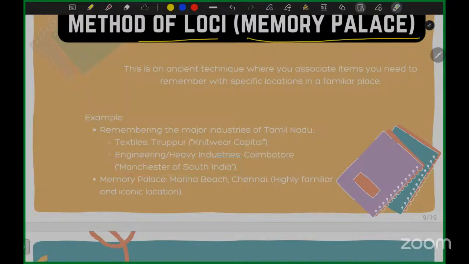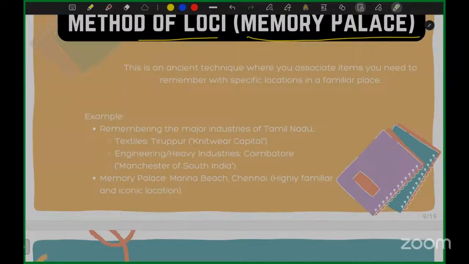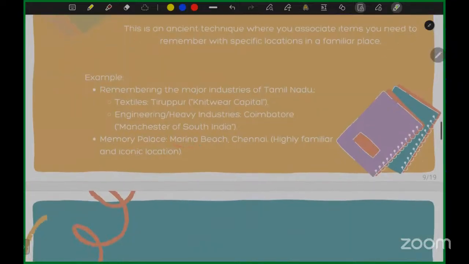Why? Because a lot of imports and exports are carried out in Coimbatore. Like this, we need to train our students in understanding concepts. I have also given the example of Marina Beach. Marina Beach is famous for Chennai. It's a very familiar and iconic location. So I hope you are all clear with the ideology of mnemonics and the types of mnemonics.